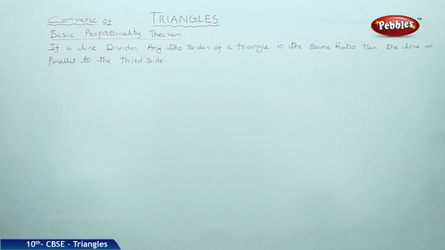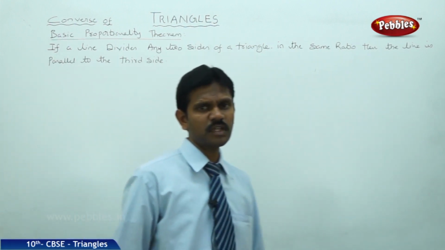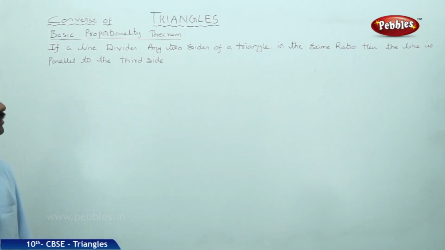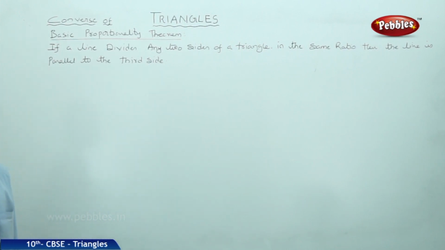Let us recall the basic proportionality theorem. What is the statement of the basic proportionality theorem? If in a triangle a line is drawn parallel to one side of the triangle, it divides the other two sides in the same ratio.